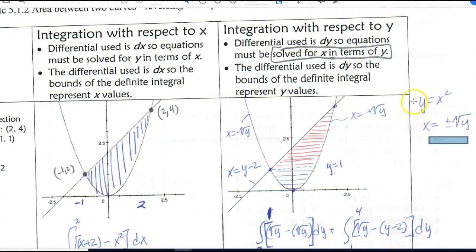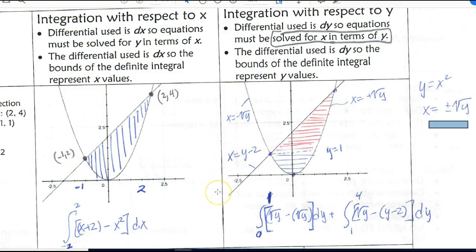Okay, so if y equals x squared, solving for x, I get x equals plus or minus radical y. So that's what this function is in terms of x. On this side, I've got x equals plus radical y, and on this side, I've got x equals negative radical y. And the equation of the line is now written in terms of x equals. All right, so let's see how this looks different.